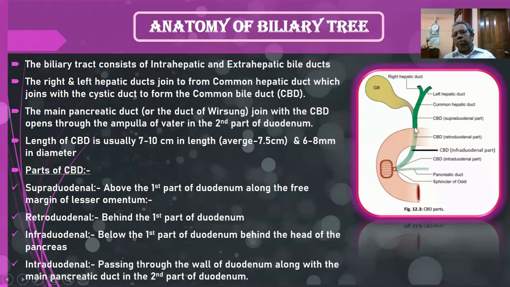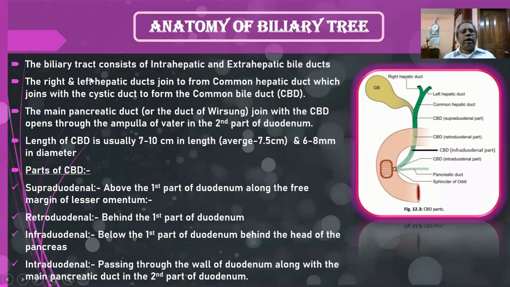Some part of the common bile duct is above the duodenum, some part is behind the duodenum, some part is below the first part of the duodenum, and some part is the intramural part in the second part of the duodenum.